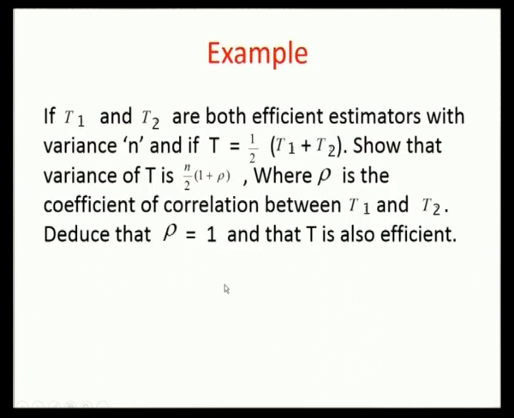Now let us discuss the concept of efficiency through an example. Let us consider the following problem. If T1 and T2 are both efficient estimators with the variance n, and if T is nothing but half of T1 plus T2, you have to show that variance of T is n by 2 into 1 plus rho, where rho is the coefficient of correlation between T1 and T2. Next, we have to deduce that rho is equal to 1, and hence show that T is also efficient. So now let us work out this particular problem.